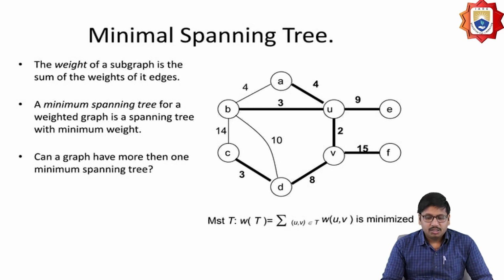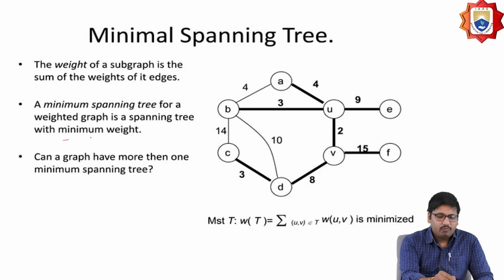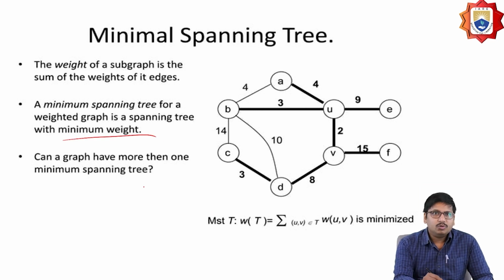So how is this spanning tree obtained? The weight of the subgraph is the sum of the weights of its edges, and the minimum spanning tree for the weighted graph is the spanning tree with minimum weight. Can a graph have more than one spanning tree? Yes. The weight of the subgraph is the sum of the weights of the edges, and a minimum spanning tree is a spanning tree of a weighted graph with minimum weight, and a graph can have more than one spanning tree.